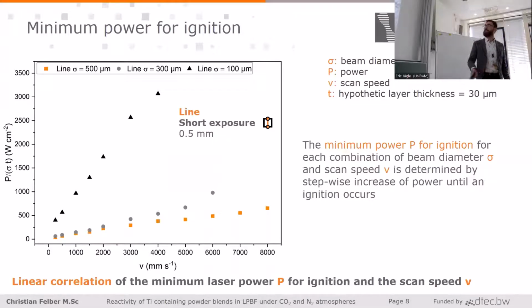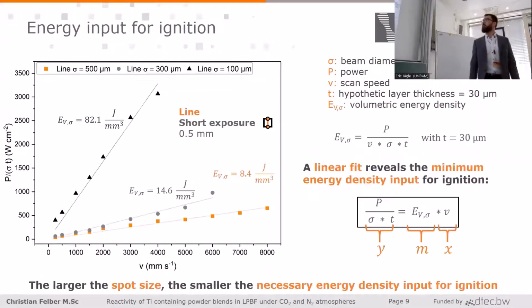And what you can see is that we have linear correlation. On the y-axis here, I use the power normalized by the beam diameter and the layer thickness. What is here, of course, hypothetic, but I set it to 30 to only get a number for the energy density for which this reaction occurs. And if we do now a fitting of this curve, we can see that the slope represents the activation energy, or not the activation energy, but at least the energy density I need to really cause this reaction.